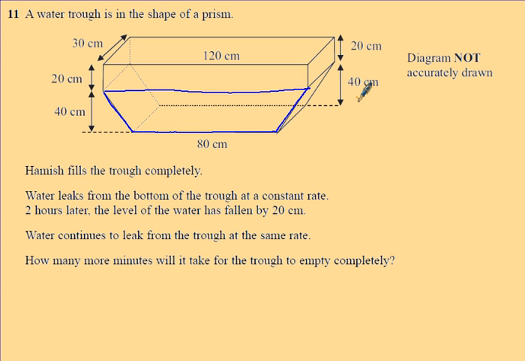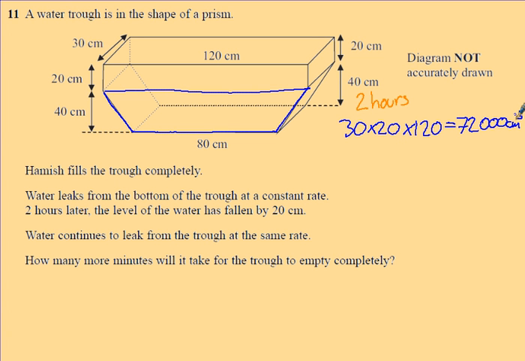We need to find out how much water that corresponds to. So in a 2-hour period, we've lost the entire volume of that top cuboid. And we said to find the volume, we'd need to multiply the length, which is 30, by the width, which is 20, by the depth, which is 120. Which gives us 72,000 centimetres cubed.